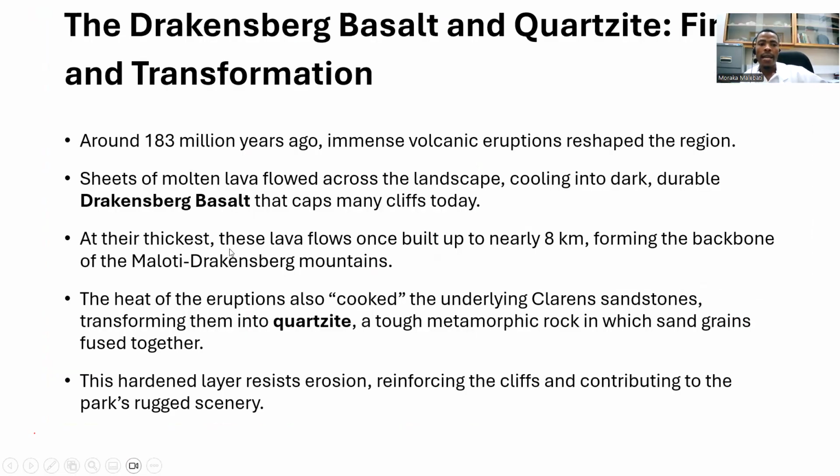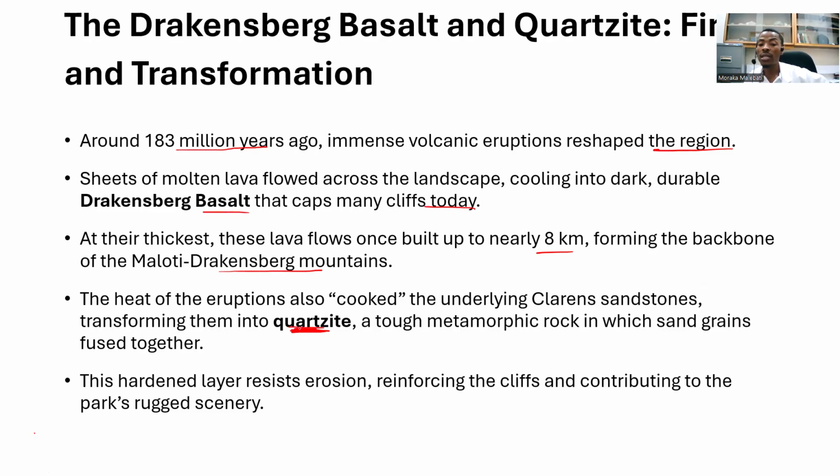Now, around 183 million years ago, immense volcanic eruptions reshaped the region. Sheets of molten lava flowed across the landscape, cooling into dark, durable Drakensberg basalt that caps many cliffs today. At their thickest, these lava flows once built up to 8 kilometers, now forming the backbone of the Maloti-Drakensberg mountains. But the heat of the eruptions also cooked the underlying Clarens sandstones, transforming them into quartzite.